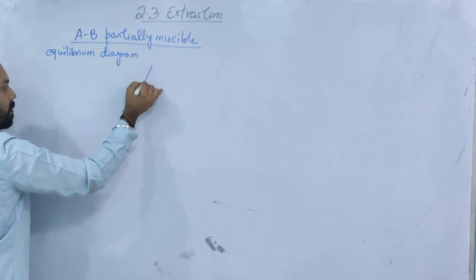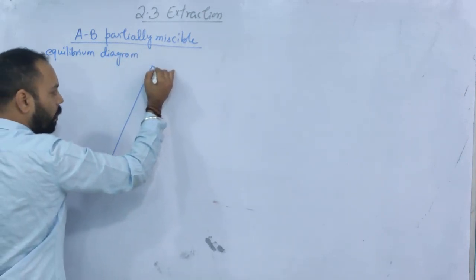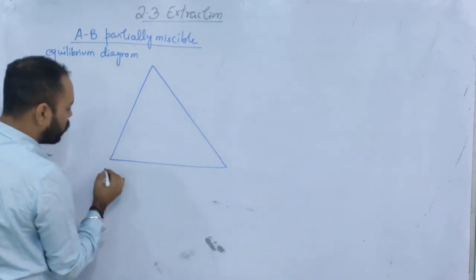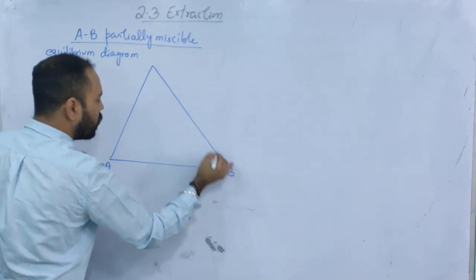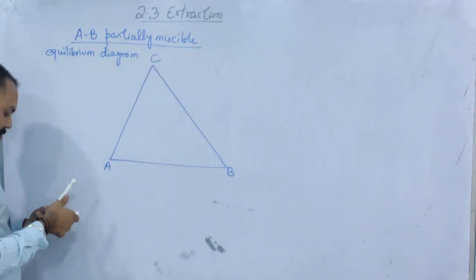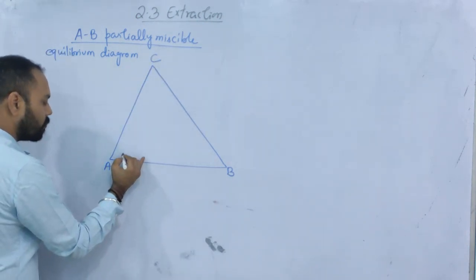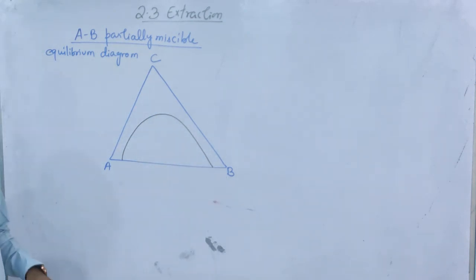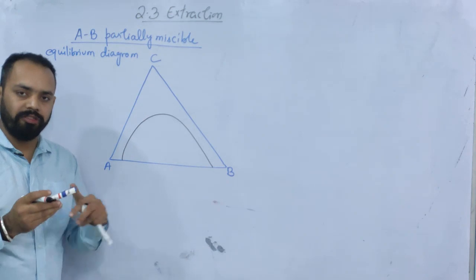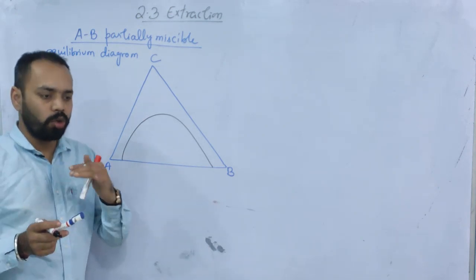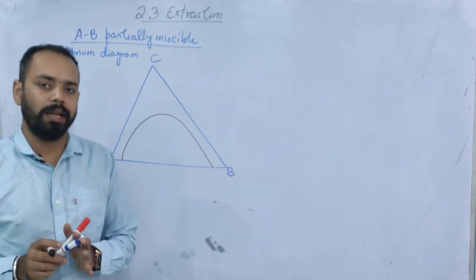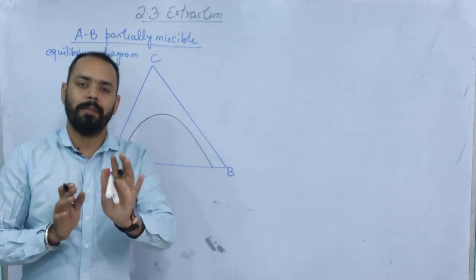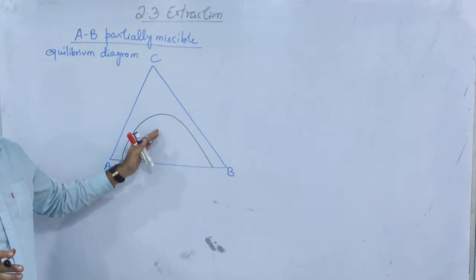Now for these kind of mixtures, the equilibrium diagram is given as this. This is the equilateral triangle. The vertices are shown like this. This is the equilateral triangle diagram. No need to worry about where this diagram came from, because equilibrium diagram is always obtained by experiments. Now you are not going to do the experiments, so just remember how the equilibrium curve looks like.